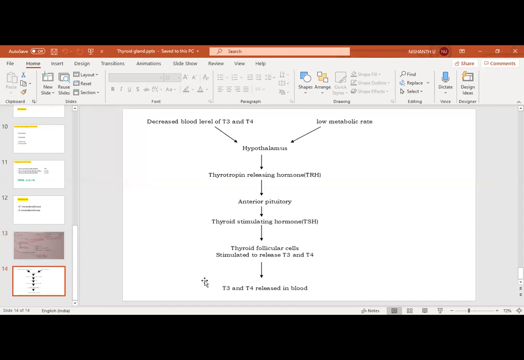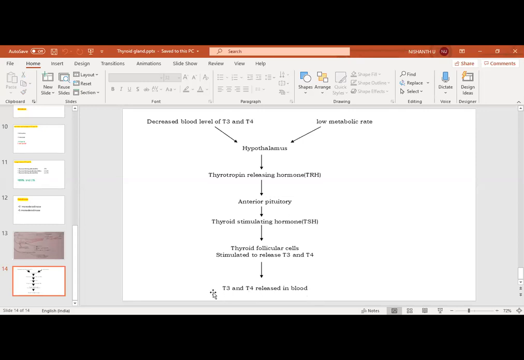So next, regulation. You just observe, when there is a decreased blood level of T3, T4, or low metabolic rate, then automatically the hypothalamus will release one particular hormone called thyrotropin releasing hormone, TRH. This TRH will go to the anterior pituitary, and the anterior pituitary will stimulate one hormone called thyroid stimulating hormone. Once TSH is released, it will go and bind to thyroid cells, the follicular cells of the thyroid gland, and it will stimulate the release of T3 and T4. So the T3 and T4 will be released into the blood circulation, and then they will produce some action.